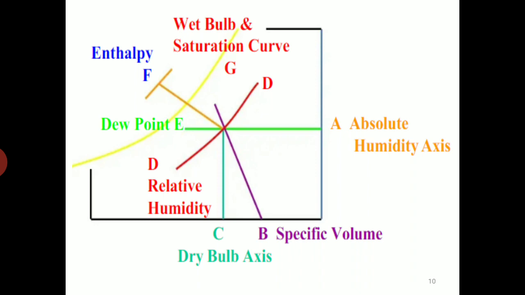Then F is called enthalpy values. Corresponding to the wet bulb temperature, the brown color line you are seeing is called the wet bulb temperature line. Okay. So a fully inclined line is called a wet bulb temperature line. So the F point is called enthalpy. Always, enthalpy values can be obtained through wet bulb temperature lines.